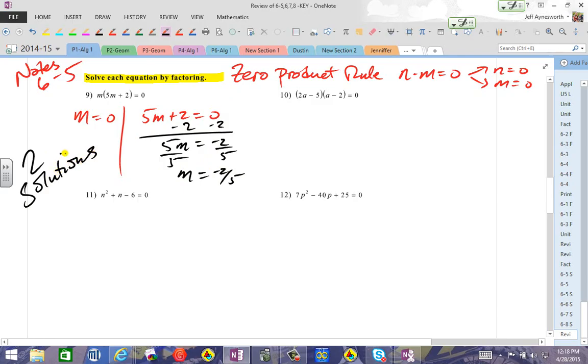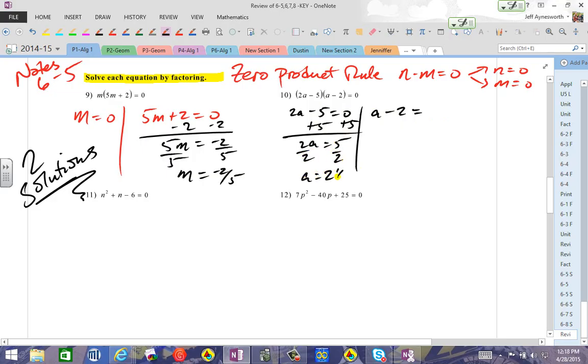All right, and number 10 is pretty much the same thing. You got a zero product here, so you set each factor equal to 0. You solve each. You get 2a equals 5. After dividing by 2, you get a is five halves. Over here, you get a minus 2 equals 0, so you get a equals 2. Once more, two solutions there, guys.